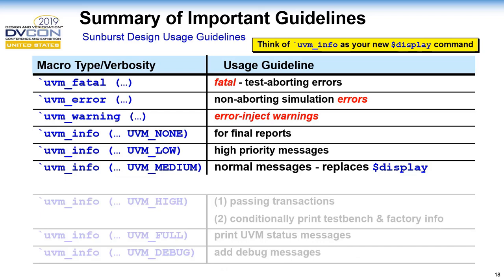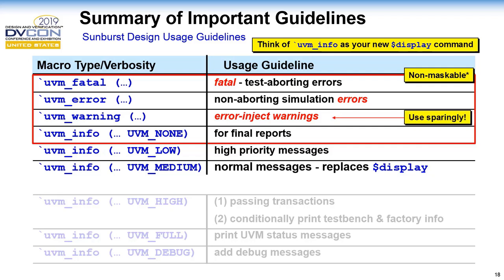So let's give you what I call my guidelines for using the different verbosities and the different macros. I'll use UVM fatal for any test aborting errors. I'll use UVM error for non-aborting simulation errors. I'll use UVM warning to warn someone that I'm about to do error injection on this model. And UVM none for final reports. Those are not filtered by verbosity settings. All of those are basically non-maskable. You can still play with them down inside of the code, but by default, you don't see any of those being changed.